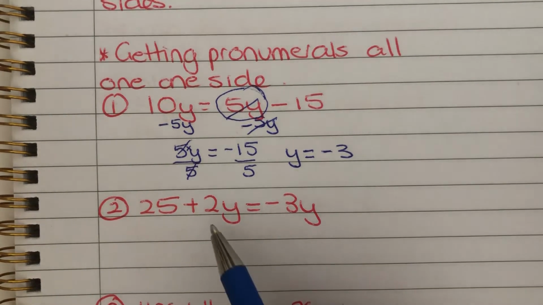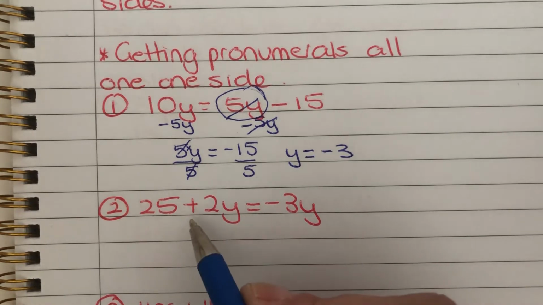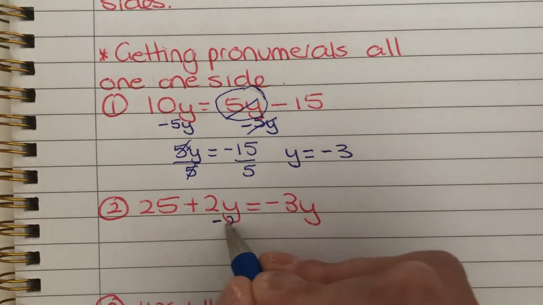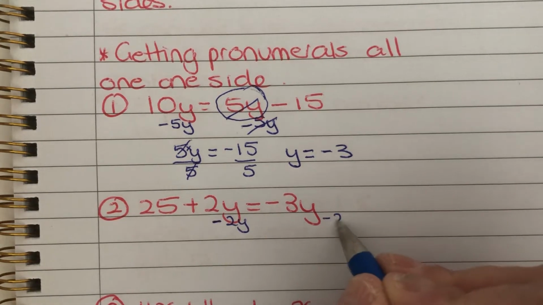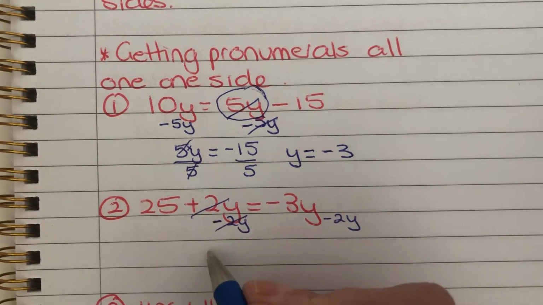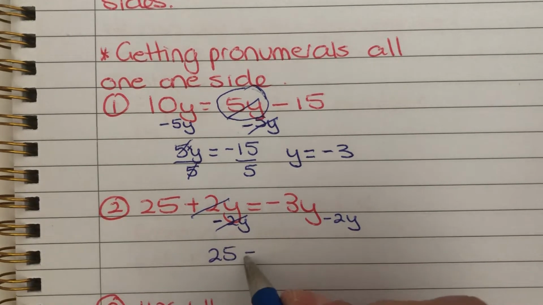Okay, so we've got y's on both sides, so we're going to get this one because this has got a partner. We want to leave the numbers alone and get the y's on the same side. So this time we have plus 2y. The opposite of plus 2y is minus 2y. We must do that to both sides, so we're going to put that there. These cross out and we're left with 25 equals.